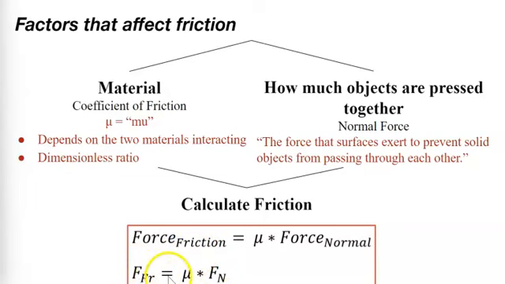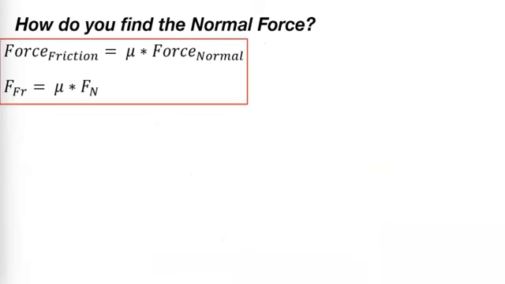So force of friction is equal to mu times the normal force. One question you might have is, how do you find the normal force? What can help you figure out the normal force is drawing a free body diagram. So let's say that you have this object and it's sitting on the ground. In this very simple, basic scenario, the ground is horizontal and this object is not on an incline.